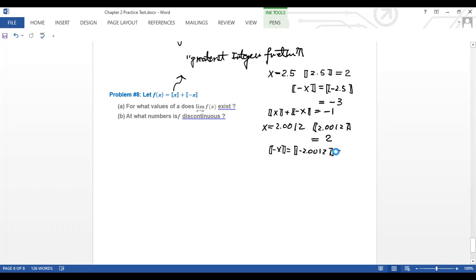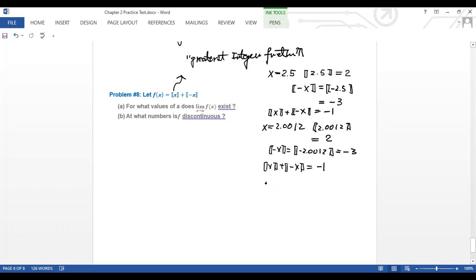Now, if I put the negative here, this is negative 2.0012. What is the largest whole number less than this number? It's negative 3. So as you can see, if you add these two together, it's still -1. So I got the idea, right? It looks like if you give any number, they always add up to -1 here.